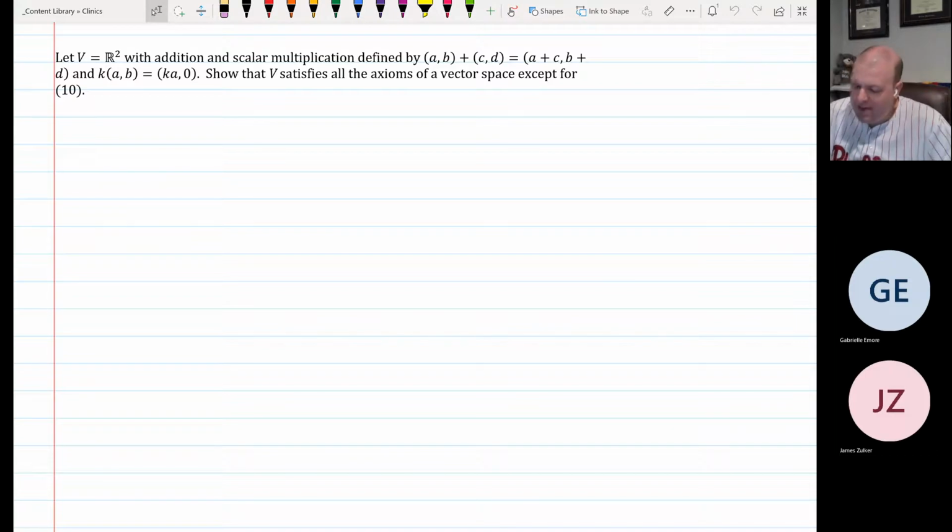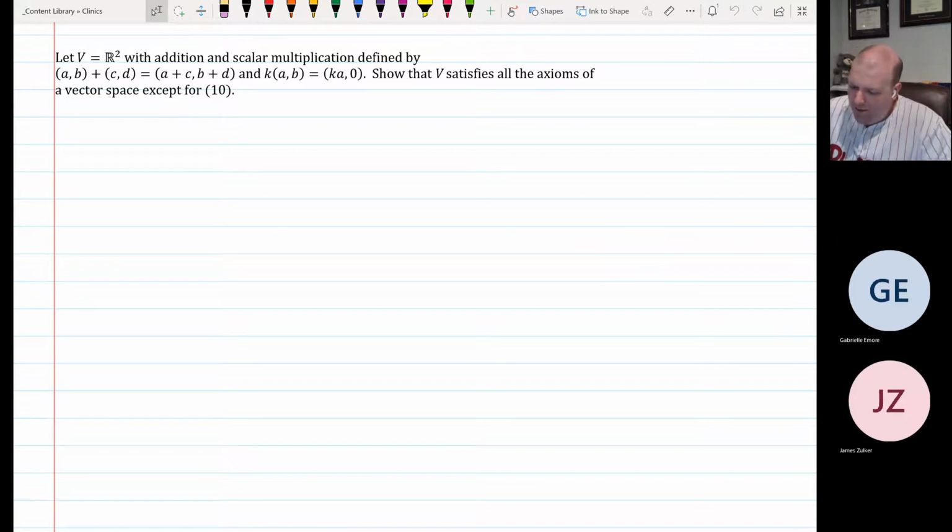And so here we're told that V is R2 under addition and scalar multiplication as defined. So (A, B) plus (C, D) will be (A plus C, B plus D), and scalar multiplication, K times (A, B), is (KA, 0). So we're going to show that V satisfies all of the axioms of a vector space except for the 10th and final one.